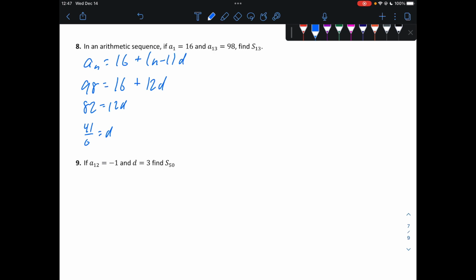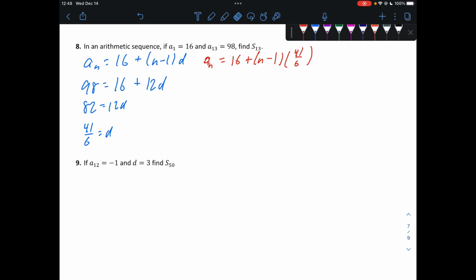So now, if I want to find the 13th term, well, first let's write our nth term out. So 16 plus n minus 1 times 41 over 6. If I want to find the 13th term, I'll put 13 in there. So, we already did that. Never mind. We got 98 already.